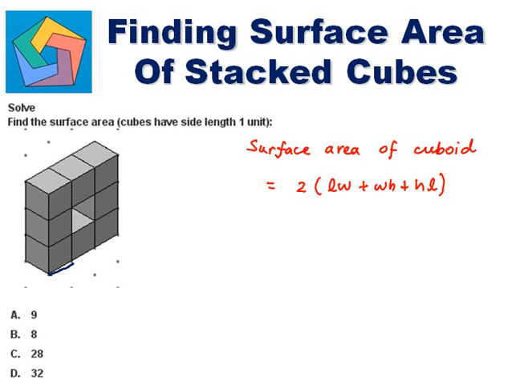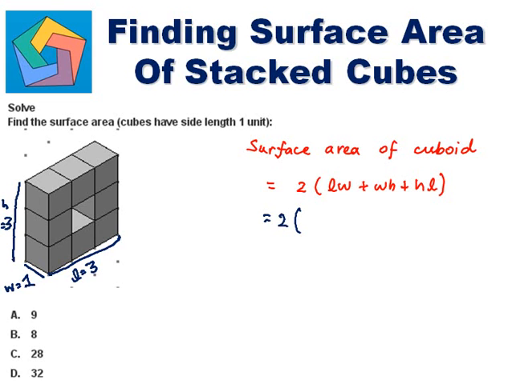This is the length: 1, 2, 3. So 3 units since one side is 1 unit. This is the width, 1, and this is the height, again 3 units. So L is 3, W is 1, and H is 3. So let's put in the formula and let's see what is the surface area of this cuboid.